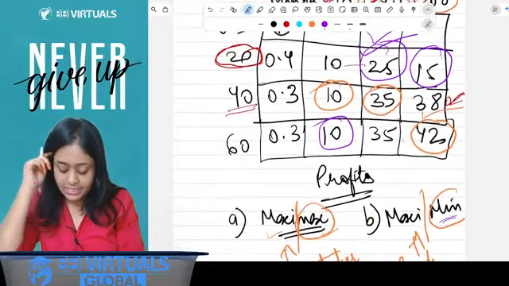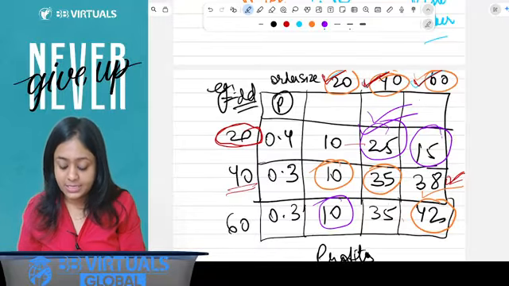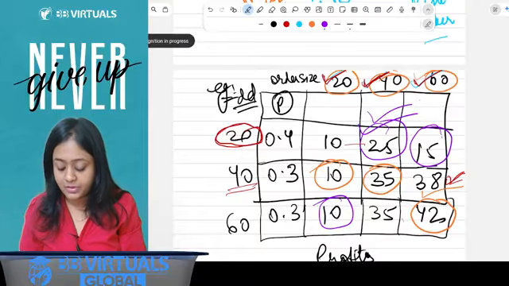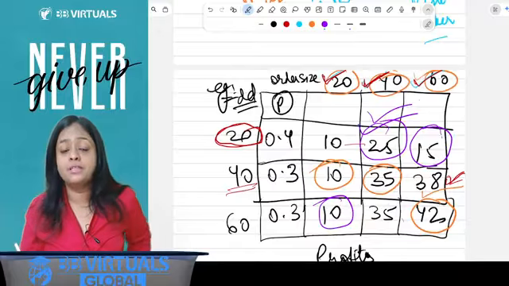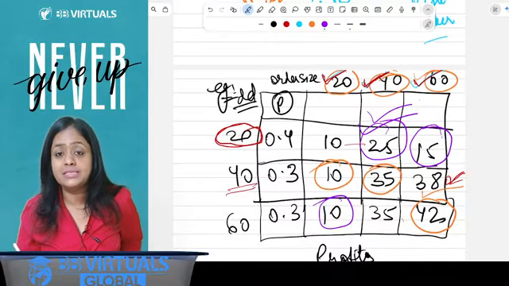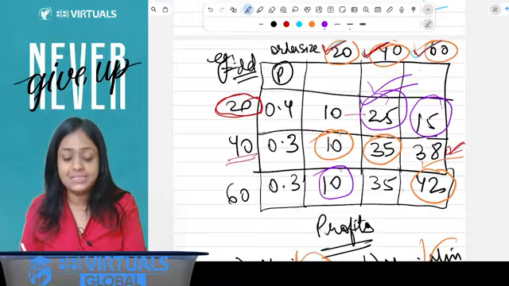So here I have taken an example. Order size is 20, 40, 60. Demand is 20, 40, 60. There are probabilities based on which I have calculated the payoff. This is the payoff table. Payoff is a profit table. It's a profit table. Now when I say maximin, for all these options, please select the minimum.